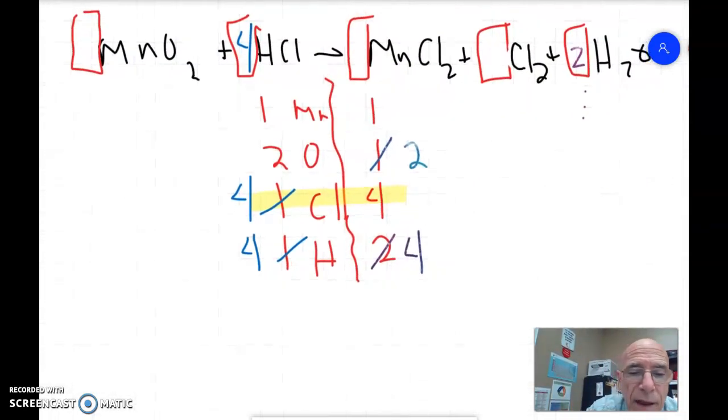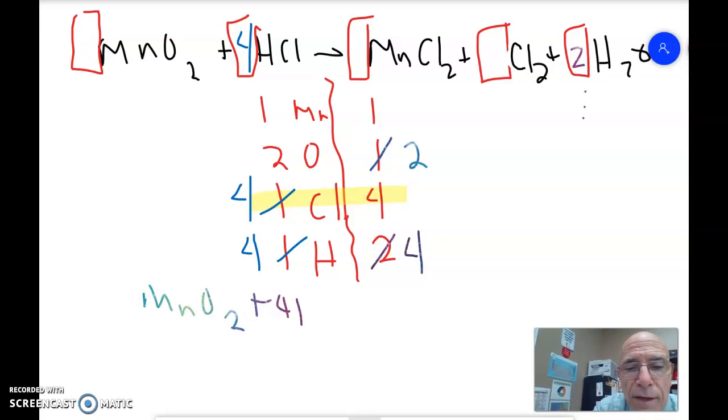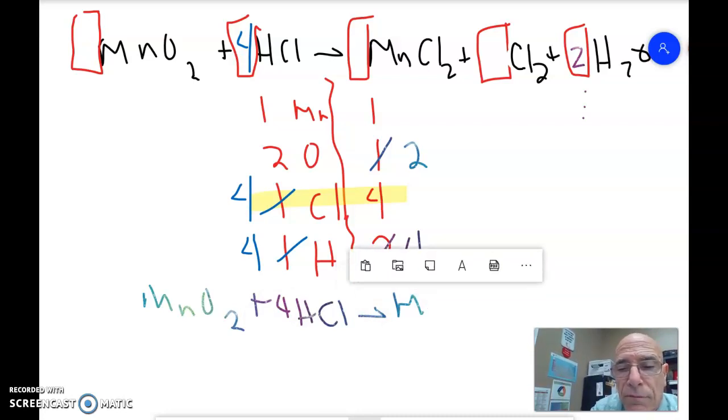Okay, I've got everything balanced, all 4 elements, and I can write my full answer out as MnO2 plus 4HCl yields MnCl2 with a 1 coefficient.